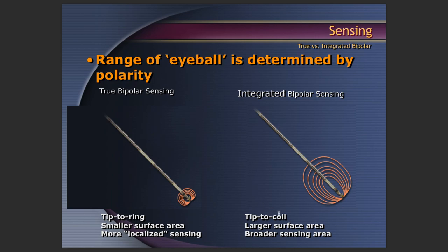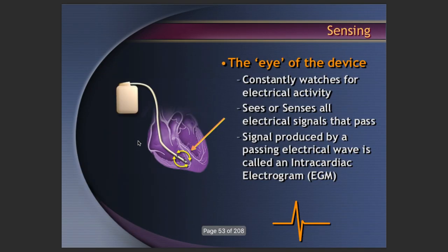Similarly, the tip to coil has a larger surface area, and a broad sensing area in terms of integrated bipolar sensing. So integrated bipolar sensing will have a larger surface area. However, true bipolar sensing will have a very small surface area.